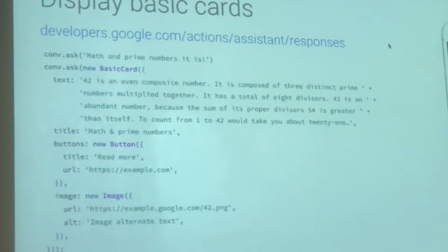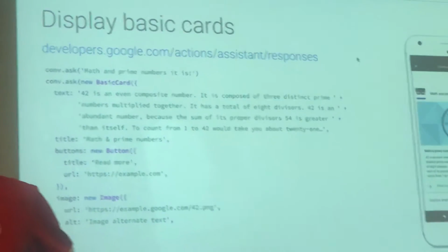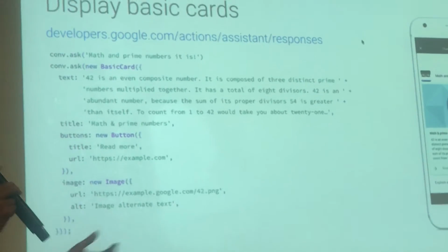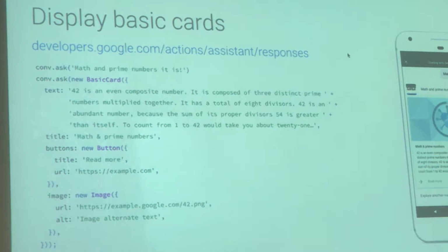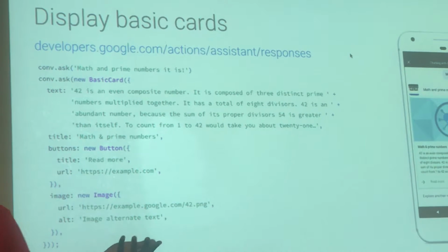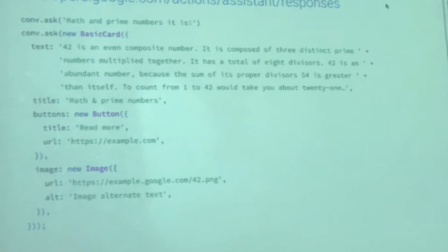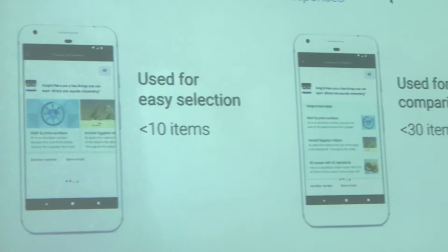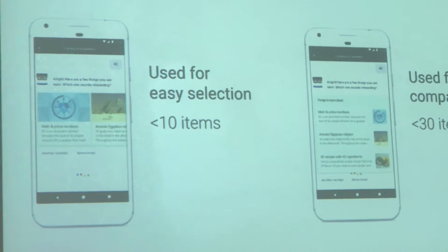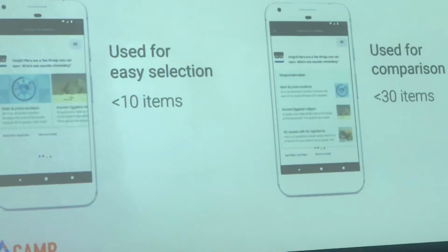And what are the other things? Let's quickly run through some of the responses that you can provide. So here's a basic card, which looks something like that, where you can have an image, some text, and a link that links out to more information on your website, and so on. So that's a basic card. We have lists and carousels. Again, there are some design guidelines on when to use what, but these are available.